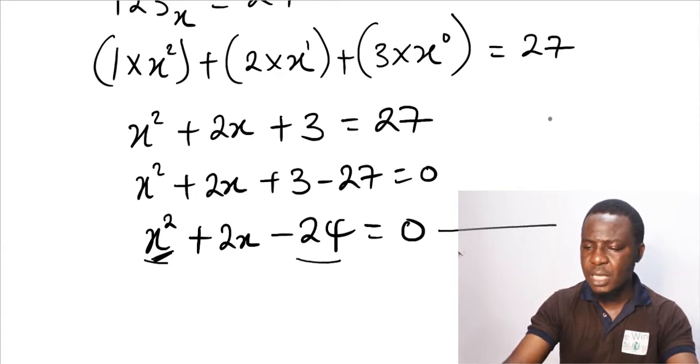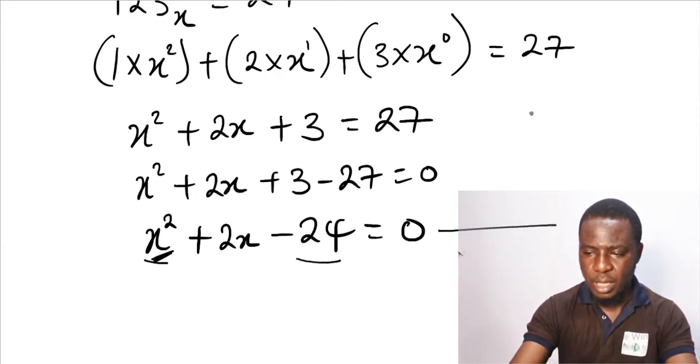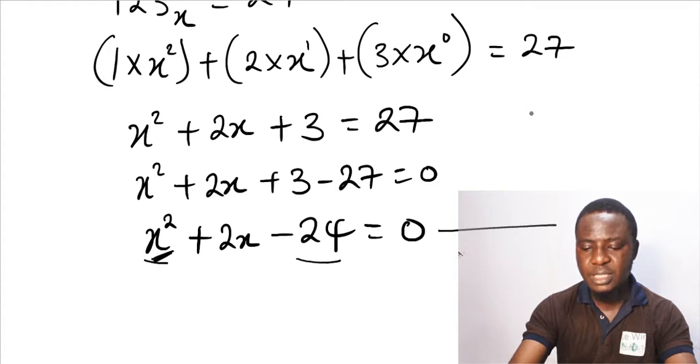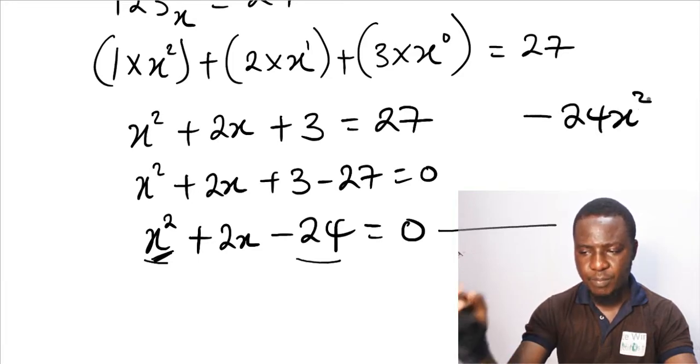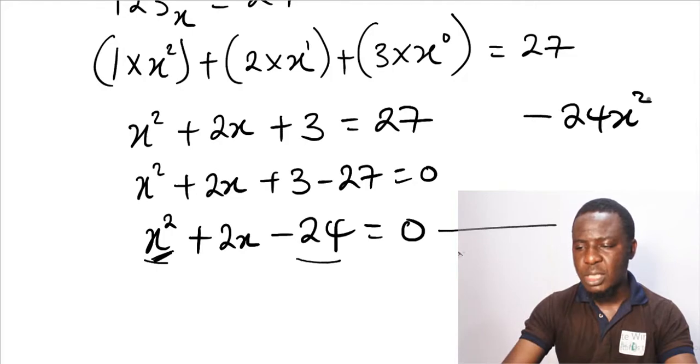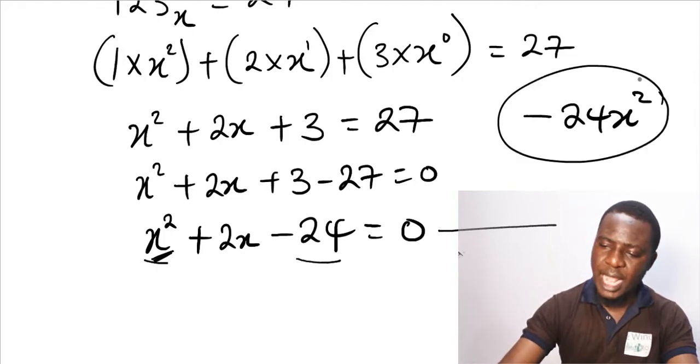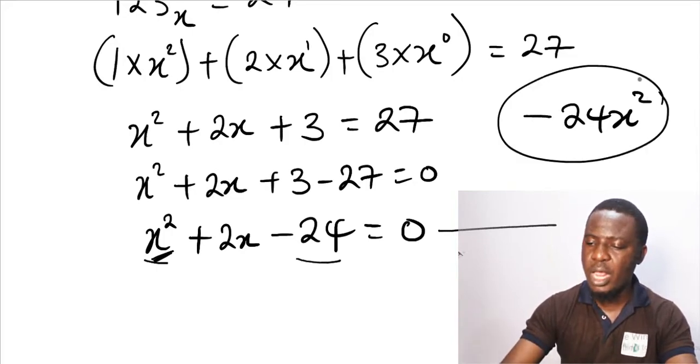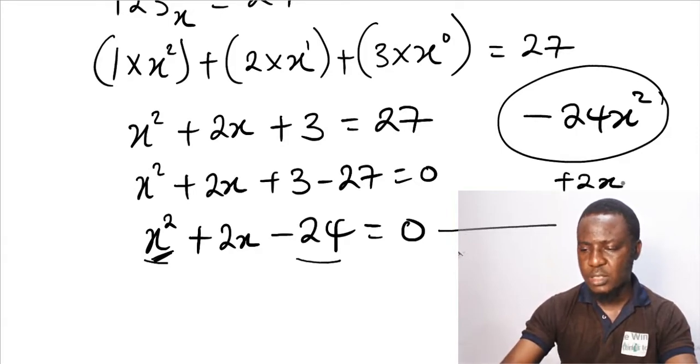Now the product of the first term and the last term: the first term is x squared and the last term is minus 24. So when you multiply both of them together, you will get minus 24x squared. So you have to look for 2 terms that when you multiply them together, it gives you minus 24x squared. And when you add them together, it gives you the middle term, which is plus 2x. So what are those 2 terms?